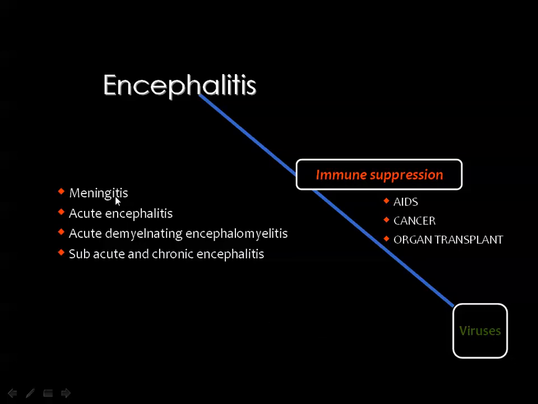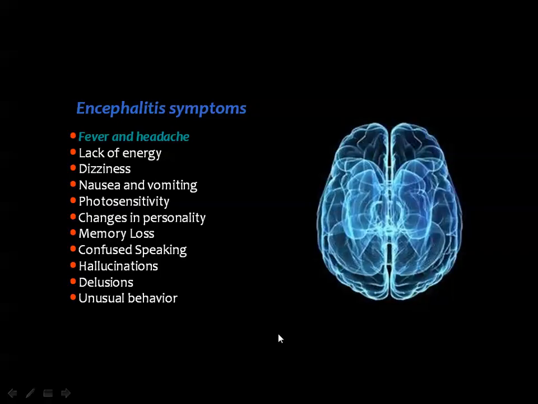Number one, affection of the meninges will lead to meningitis. Affection of the brain parenchyma leads to encephalitis. And some forms of encephalitis are the ADEM, which is acute disseminated encephalomyelitis, and the subacute and the chronic encephalitis.